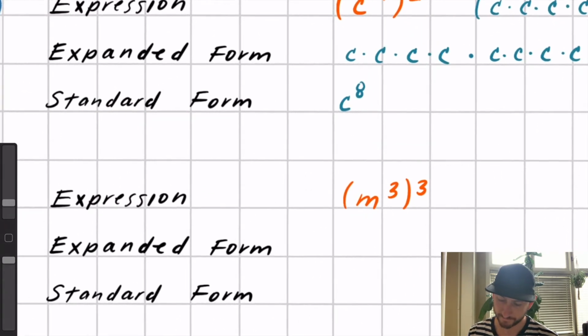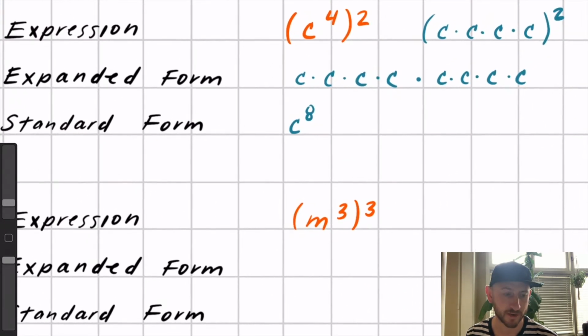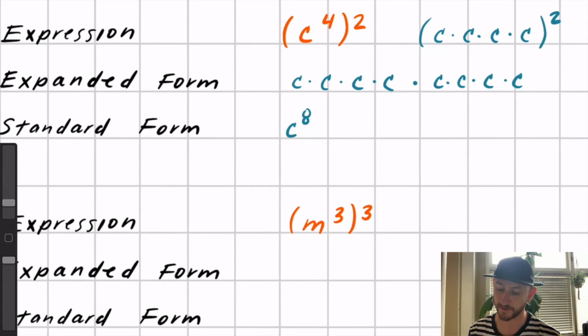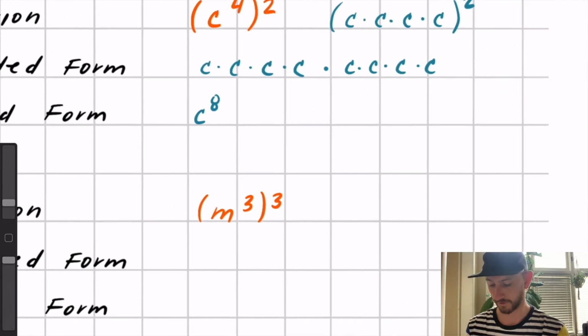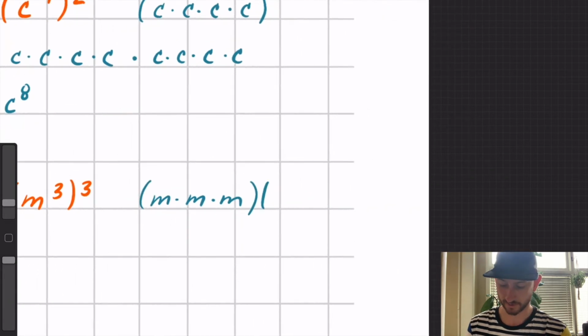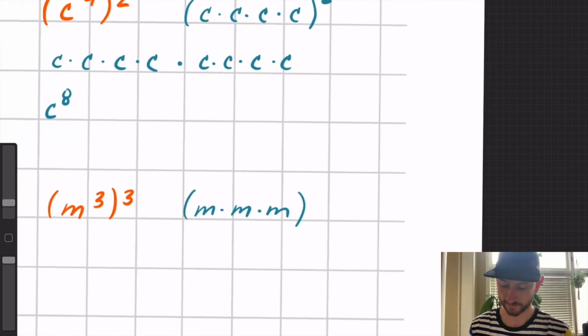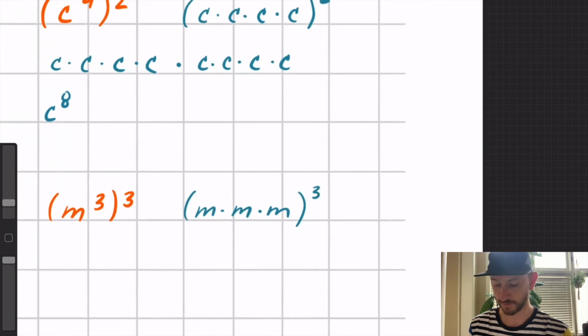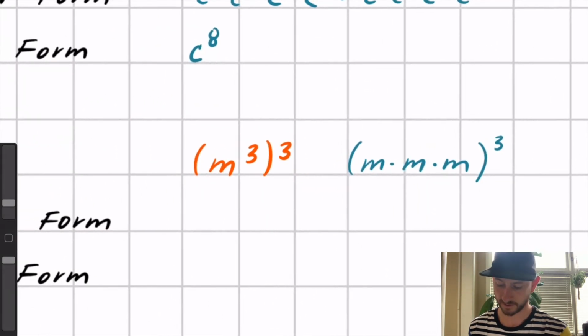Third example, m to the power of 3 raised to the power of 3. Inside those parentheses would be m times m times m, and because that is being raised to the power of 3, we need 2 more of them. So that would be another parenthesis. Well, for now I'll just write the cubed on the outside. So in expanded form, I'm going to skip the parentheses step like I did the last 2 times. Hopefully you get the hang of it.